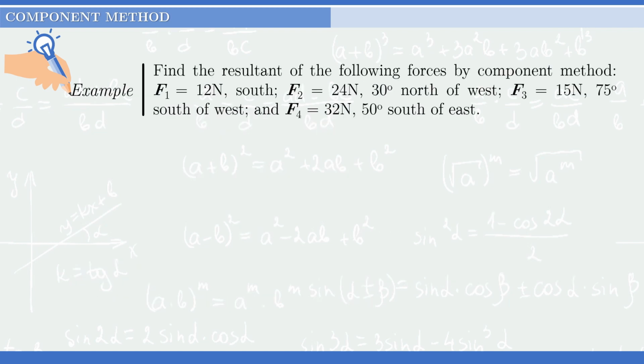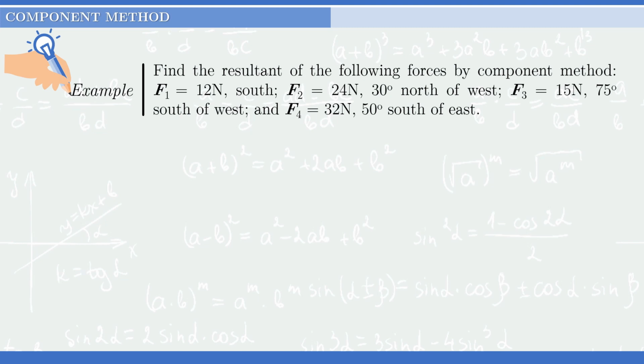For our last example, find the resultant of the following forces by component method. Force sub 1, which is equal to 12 Newton south. Force sub 2, which is equal to 24 Newton 30 degrees south of west. Force sub 3, which is equal to 15 Newton 75 degrees south of west. And force sub 4, which is equal to 32 Newton 50 degrees south of east.